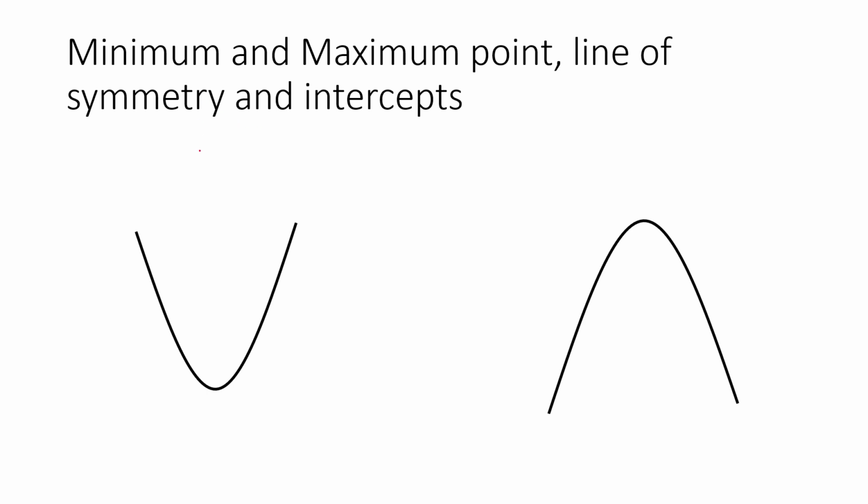So if my a is positive, your curve will be a smiley face. So obviously there's a point down here, which is the lowest value of y. So this point, that means the lowest point, is the minimum point. On the other hand, if your a is negative, you will have a maximum point because it's a sad face. It is up here, the maximum point.